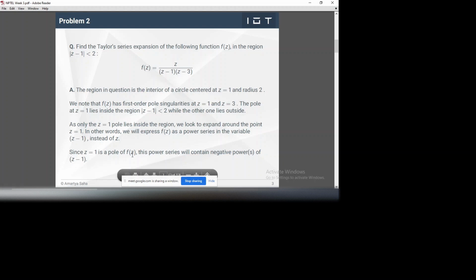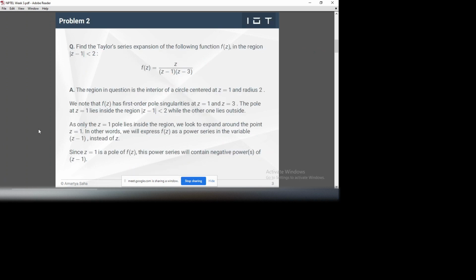Since z equal to 1 is a pole and hence a singularity, this power series must have negative powers of z minus 1, and that is the signature that this function is singular at z equal to 1. If we put z equal to 1 in that negative power, we will get immediately an infinite answer. That is why it is singular at that point.